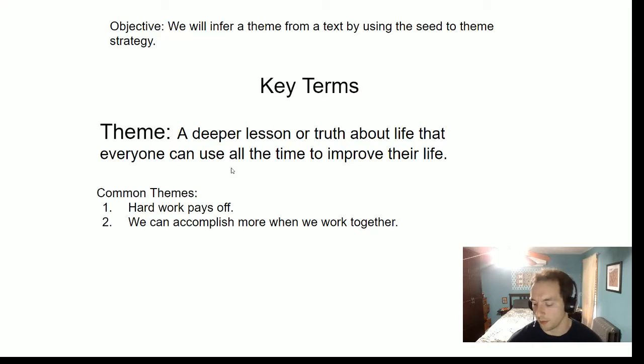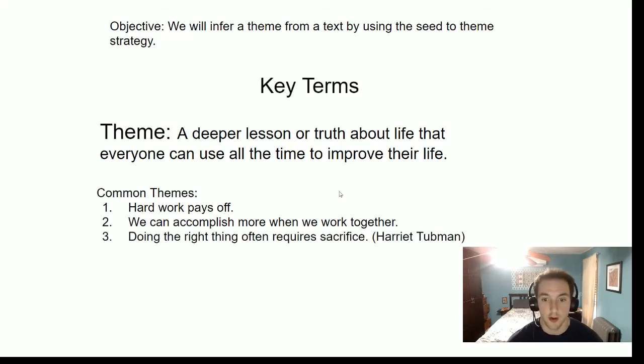These next three are themes that we've actually discussed in class a few times. Doing the right thing often requires sacrifice. We learned that when we read about Harriet Tubman. To do the right thing for her means she had to risk her life to go back and free other slaves from the South, but it was the right thing to do.